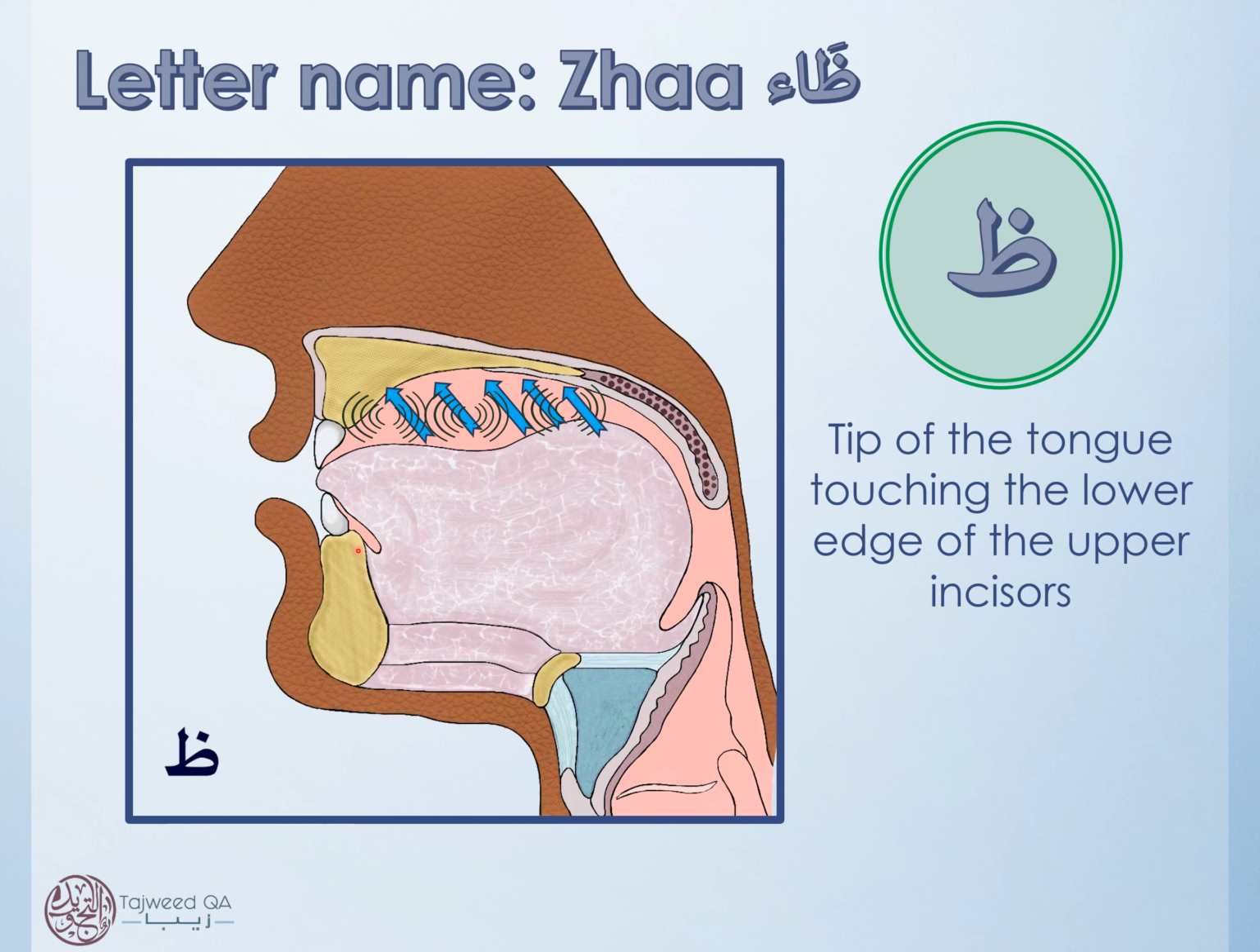So again, the articulation point of this letter is the tip of the tongue touching the lower edge of the upper incisors, and you can see that the back of the tongue is elevated, the sound is elevated, the upper surface of the tongue is raised towards the roof of the mouth, and we have a concaving in the middle of the tongue, we have an echo in the mouth, and again we have narrowing in the throat. So all of these have to be apparent in the Dha in order to pronounce it correctly, otherwise it will sound like a Dhal. If we don't do all of this, then it will become a Dhal, which is a thin letter.